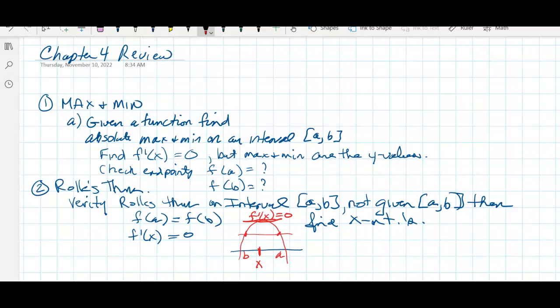You do the first step. If the first step doesn't work, you're done. You don't have to do the second step. You do the first step, meaning you found f of A equals f of B. Then make sure there's an x value where the derivative equals 0, and that x value is between A and B. Okay? All right. That's Rolle's. Now I'm going to move up.